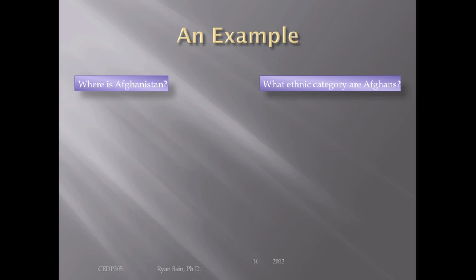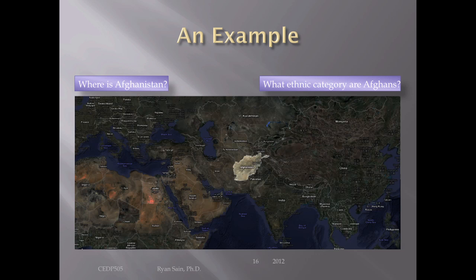So then the next question. What ethnic categories? The Asian, the Arab, the Caucasian. What ethnic category are Afghans? Not Afghani, all right, Afghans. Afghani is the money. So don't think that. I'm betting that this might help you a little bit with both. So again, where is Afghanistan, and what ethnic category are Afghans? Take a look. Think about it for a second.